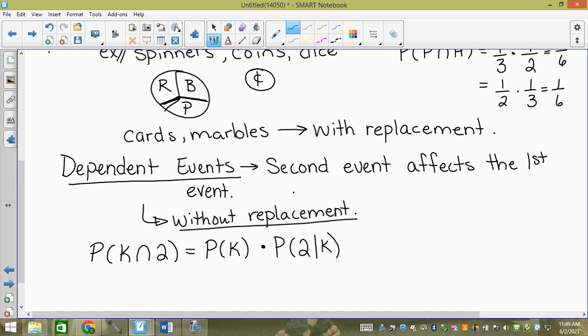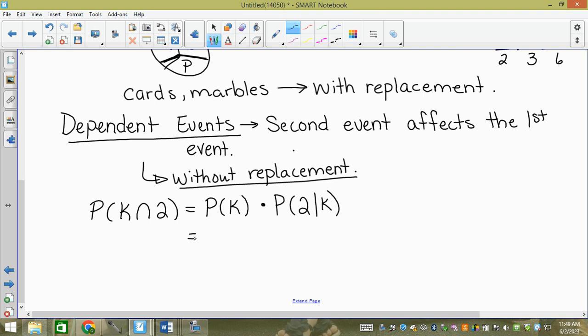So it changes what it's out of. Not how many I'm choosing from, because there's still 4 2s, right? But instead of 52 cards, I'm now choosing out of how many? I'm holding a king. 51. So this would be 4 out of 52. And then this would be 4 out of 51.